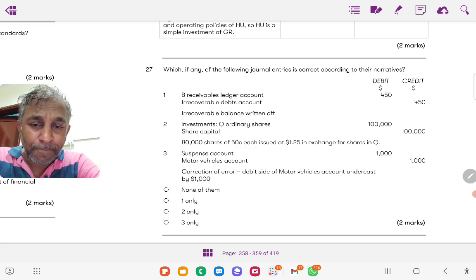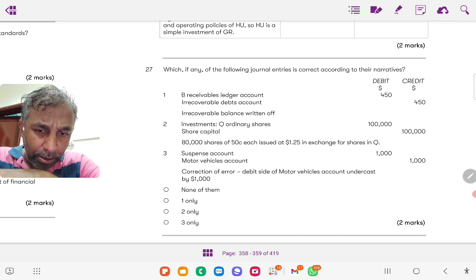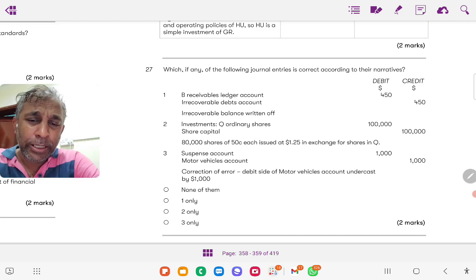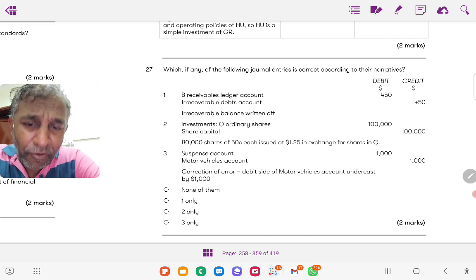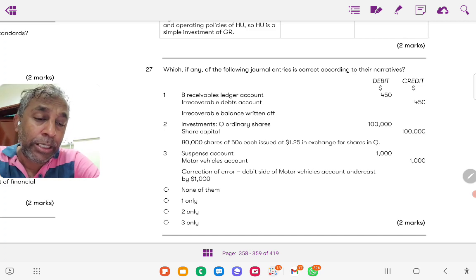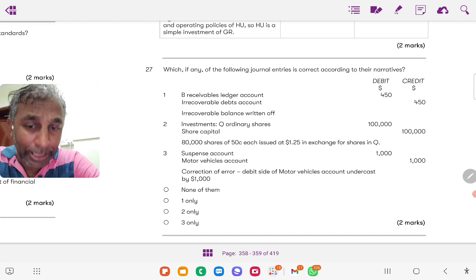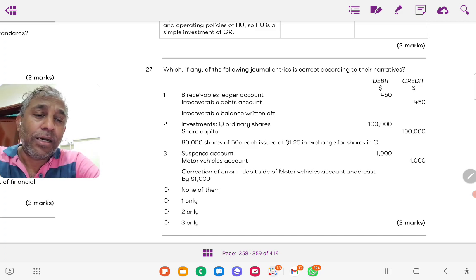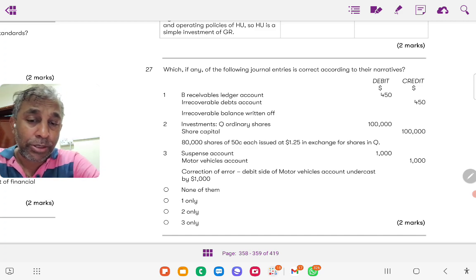We see 80,000 50 cent shares. So when it is 50 cent shares, that means 40,000 will be the share capital. The remaining should be share premium. Even if you multiply 80,000 by 1.25, you are getting 100,000. That's correct. But it should not only be share capital. You also need to take 60,000 as share premium and 40,000 must be share capital. So answer number 2 is wrong.